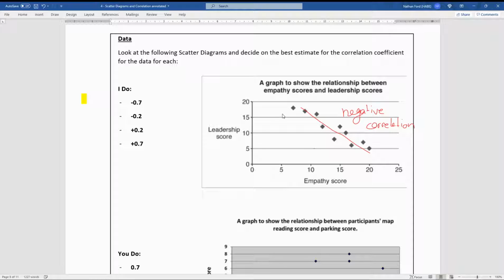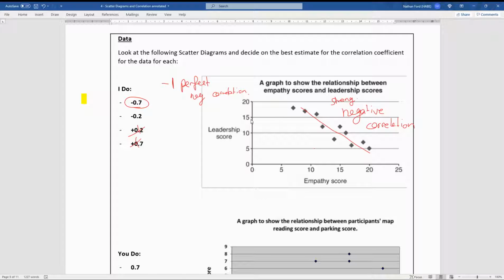Because it's a negative correlation, it can't be these, because the graph isn't going up. It's not a positive correlation. The next thing is, how strong is it? Actually, all of these points are quite close to the line. It matches this line of best fit quite well. I would say it is negative 0.7, because if it gets to -1, that's a perfect negative correlation. Now, this isn't perfect, but it's pretty good. This is a strong negative correlation, so it's negative 0.7.